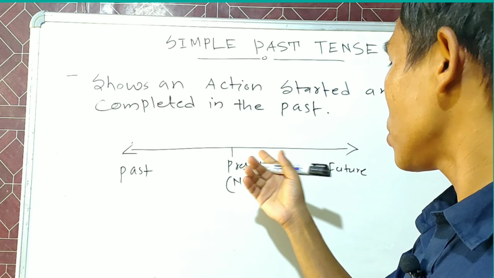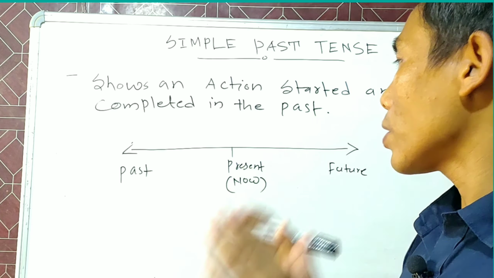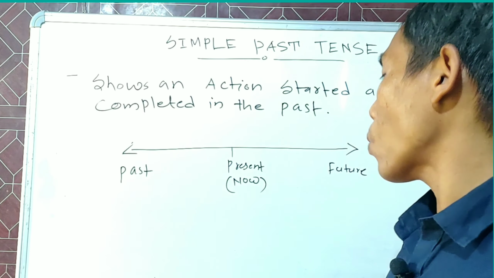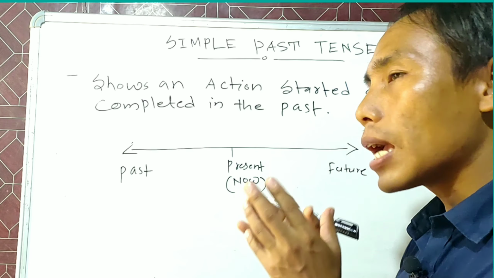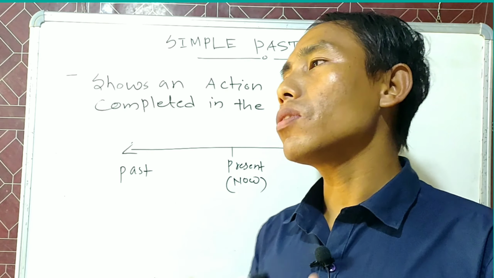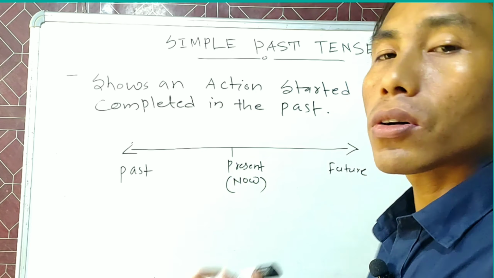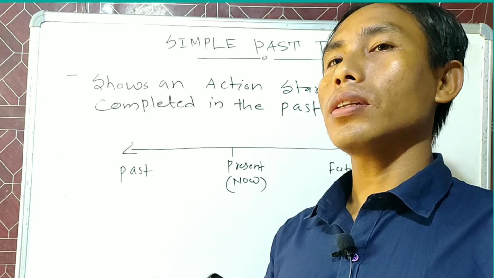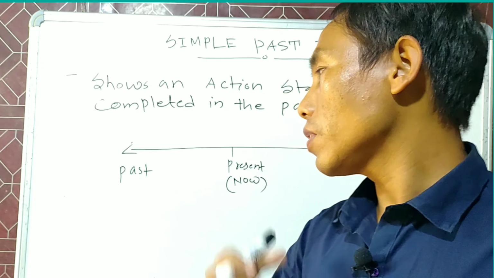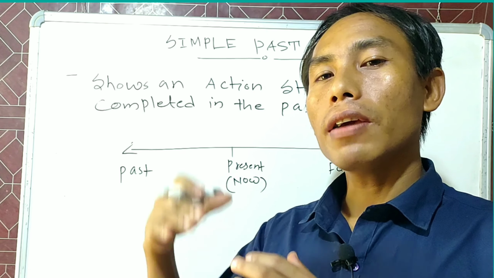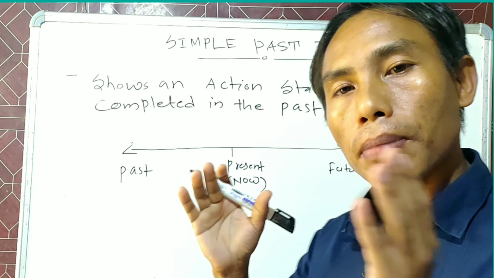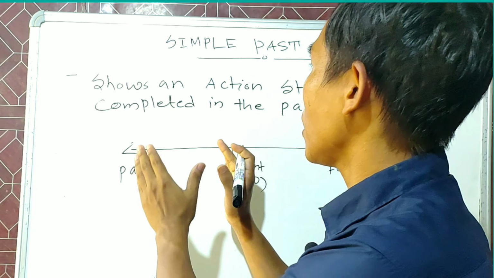Here I have drawn a simple horizontal line. I mark here in the middle the present, also called now. Whatever action is happening right now is called the present action. Whatever action will happen after now will be called the future action, the future tense. Now whatever action already happened, already finished, maybe yesterday, maybe the day before yesterday, maybe just 10 minutes ago, all these are past actions. So that is why we call it a past tense.